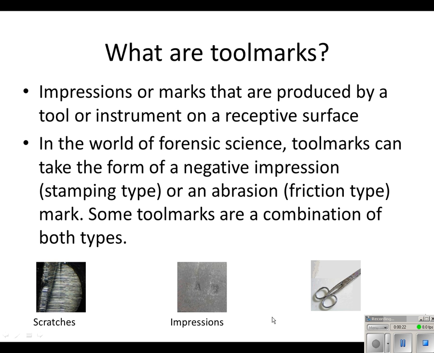In the world of forensic science, tool marks can take the form of a negative impression, like putting a stamp, or an abrasion, a friction type. So marks are made because two objects are rubbing against each other. And some tool marks are a combination of both. And down here we can see tool marks that include scratches, impressions, and even scissors can make a tool mark. So you don't think that just because we're using the word tool that it means a hammer or screwdriver, something like that. But those are good tools.